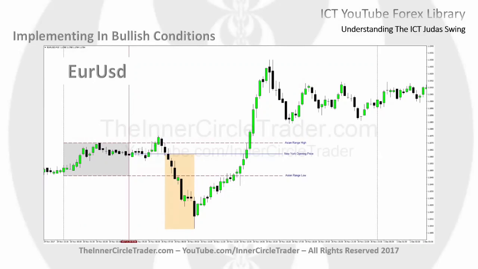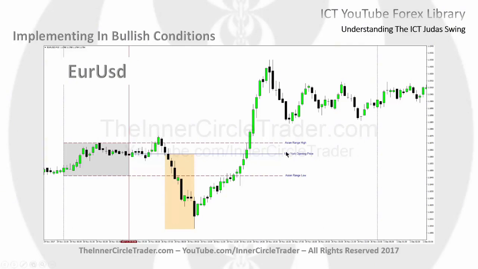Okay, so here we have the Euro Dollar chart. And I want you to take notice that we have the Asian range applied. We also have the midnight delineation in New York. I've also highlighted the opening price at midnight. So this is the New York opening price. So whenever you hear me refer to New York open price, it's that price. Okay, whatever the opening price is, exactly at midnight New York time.